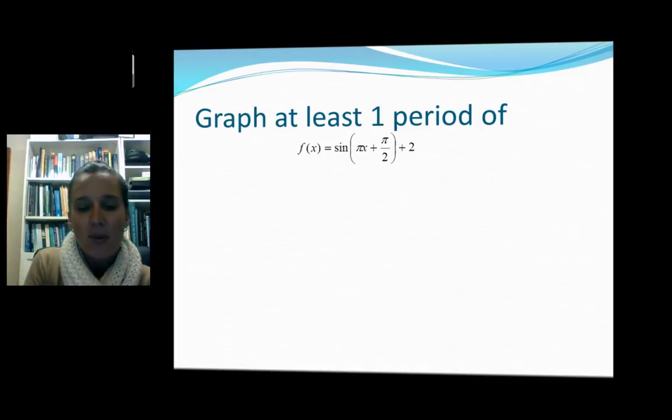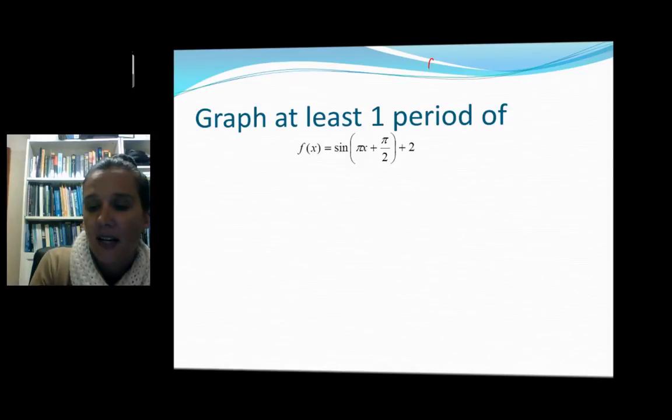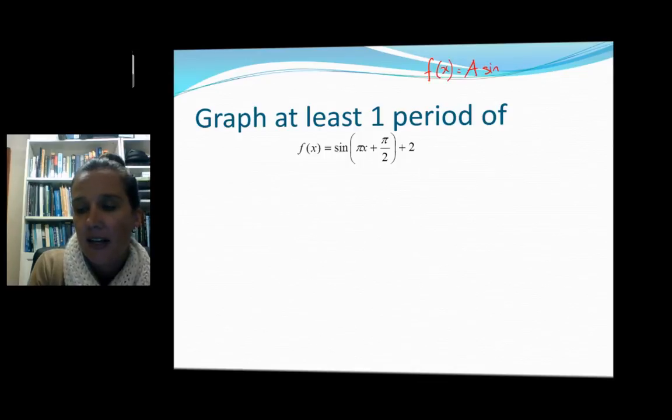For our next example, we want to graph at least one period of the function f of x is equal to sine of pi x plus pi on 2 plus 2. So now we're jumping into something that's a lot more complicated. If we write out our rule up here, our function f of x is a sine of bx minus c plus d. So here our a is equal to 1.